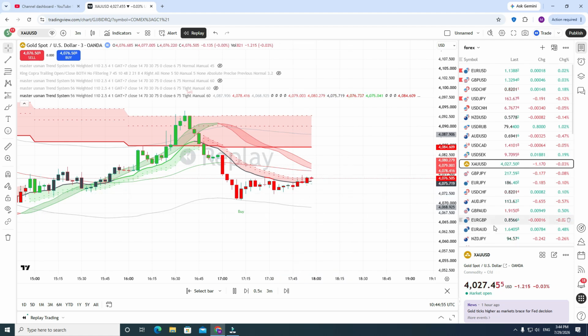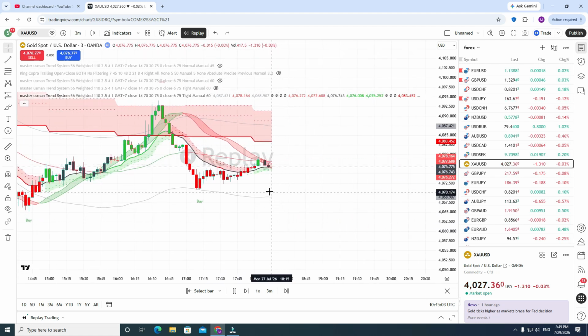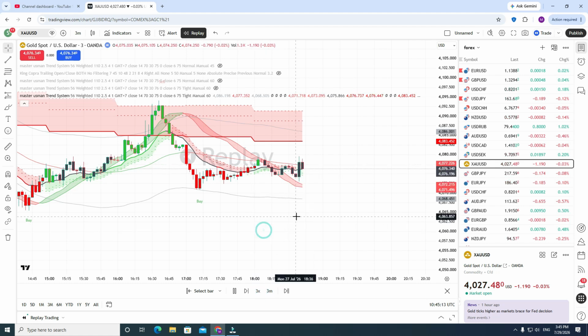Okay, so let's see. We can go a little bit faster than 1x, because we need a little bit of fast mode. I think more fast, 3x.